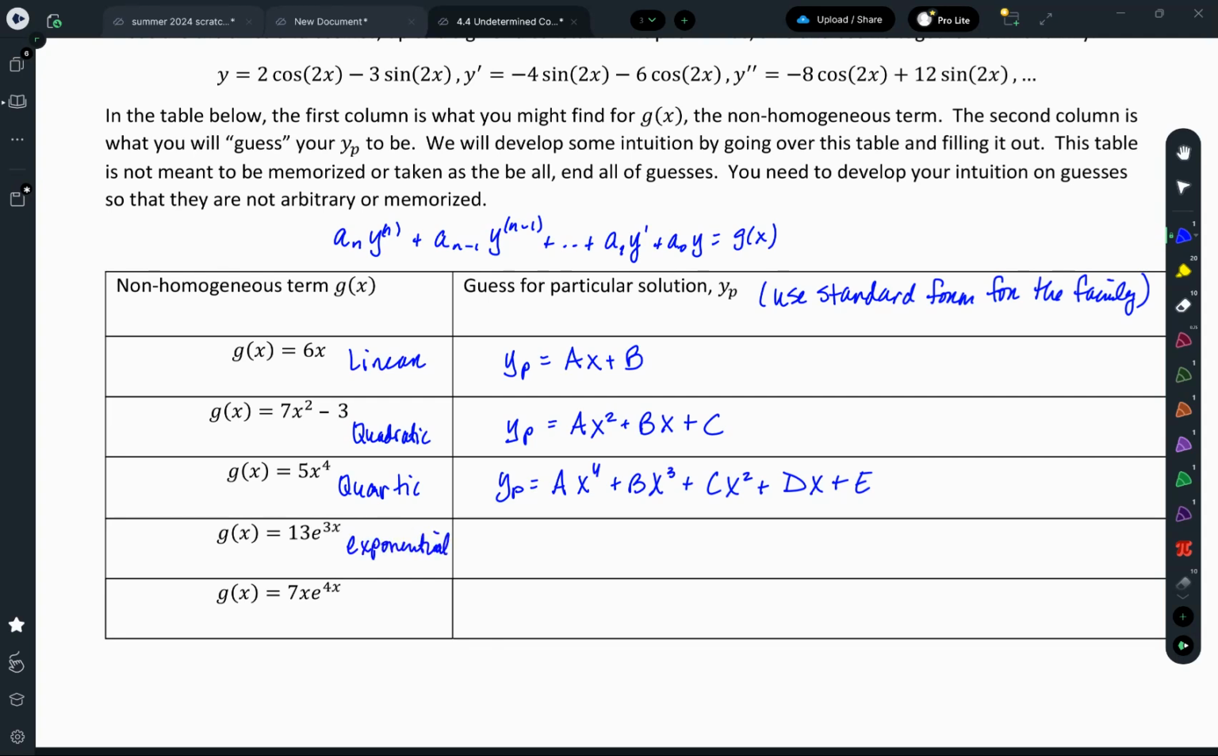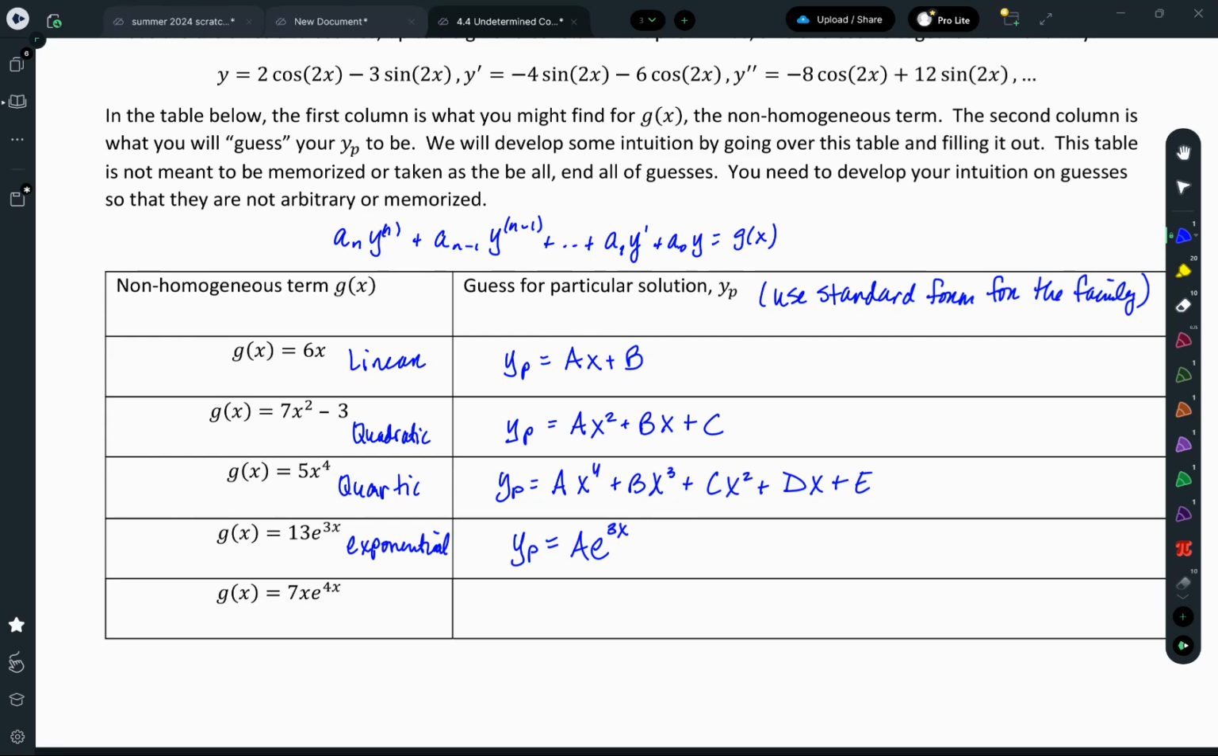The exponential standard form is simply y sub p equals A e to the 3x. I'm going with 3x because that's what's on the right-hand side of the differential equation, but I don't know that the actual solution has a 13 in front of it. It could be something else. So I have an unknown multiplier, A, times the family, e to the 3x.